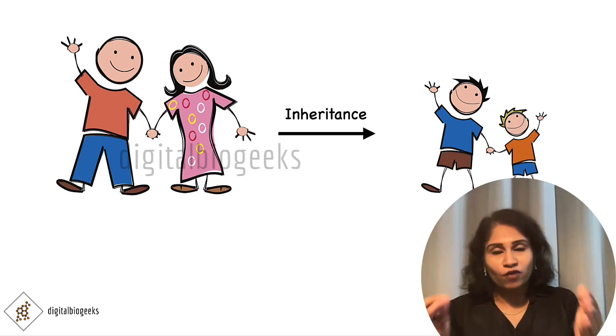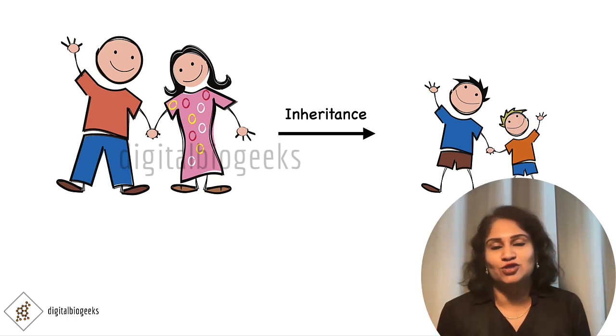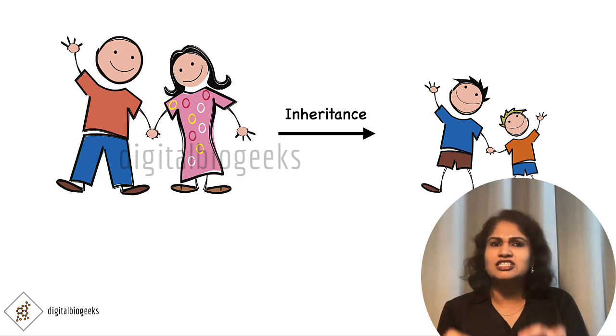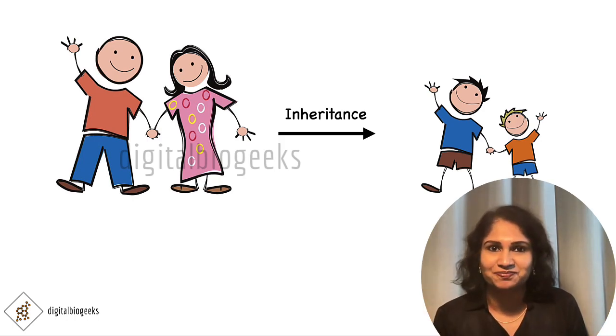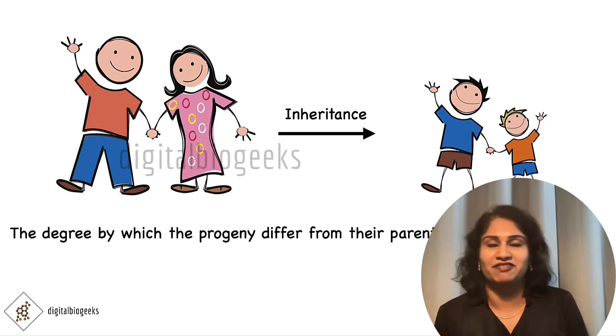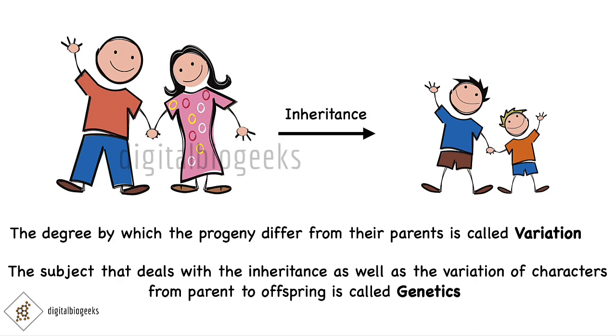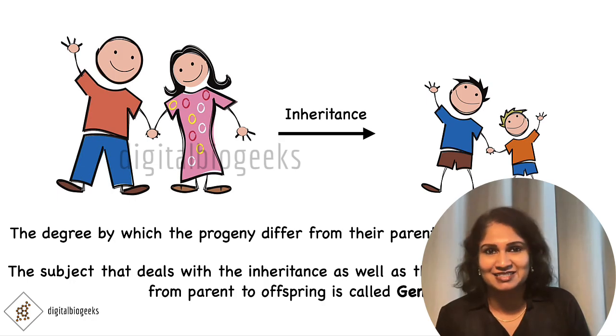However, the offspring might not be identical to the parents. They differ from their parents even though they share some common characteristics. This degree by which the progeny differs from their parents is called variation. The subject that deals with inheritance as well as the variation of characteristics from parents to offspring is called genetics. In this video, let's learn about the basics of genetics.